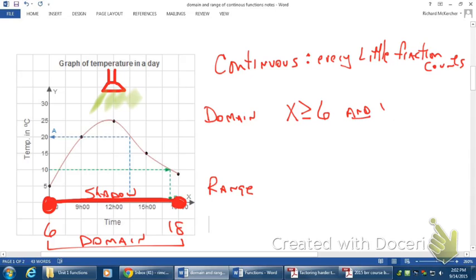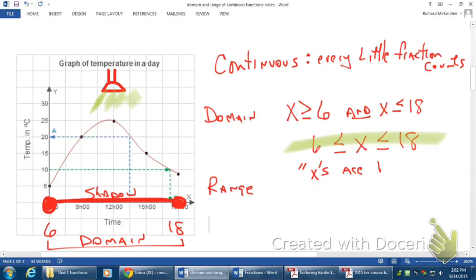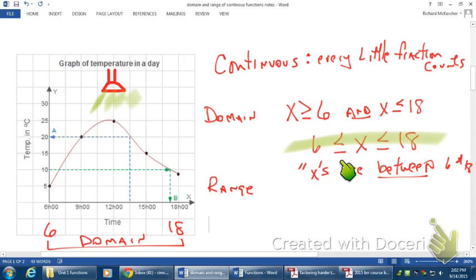So we say that x is greater than 6 and x is less than 18. Now, that's not the best math way of doing things. Yes, these are all bigger than 6 and they're less than 18. So you combine those together and you say that x is in between 6 and 18. And that's the best way to talk about our domain. So this is how we're going to start writing things.